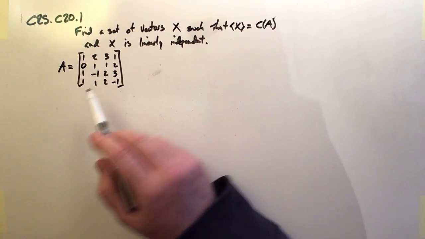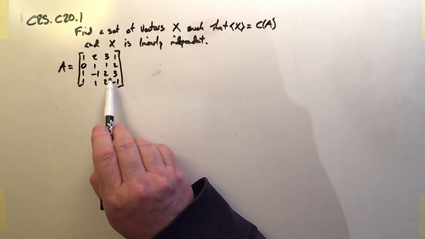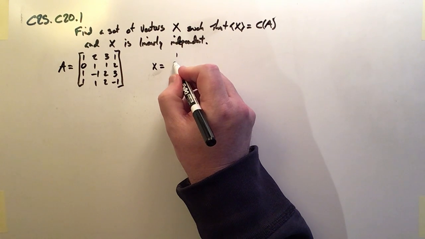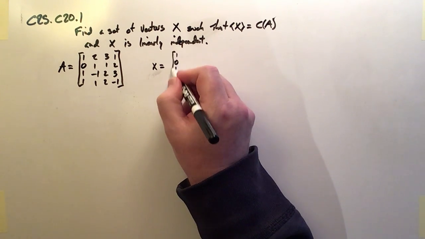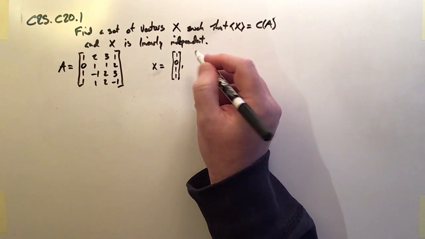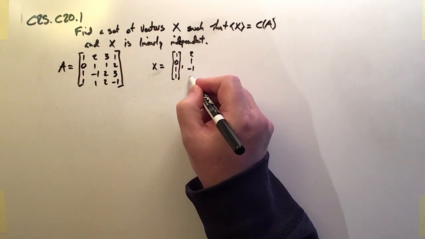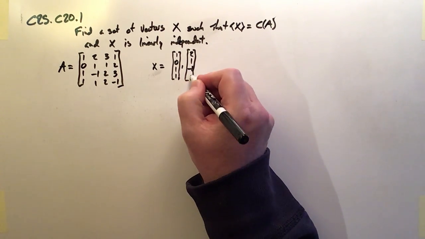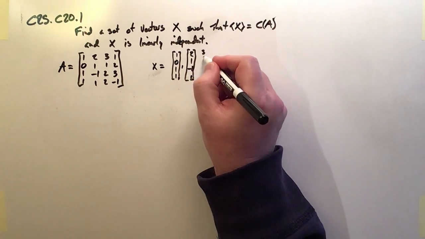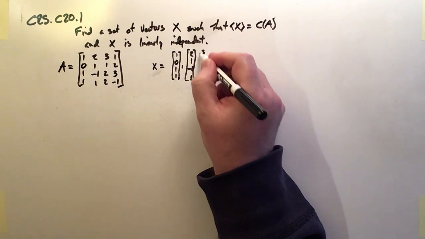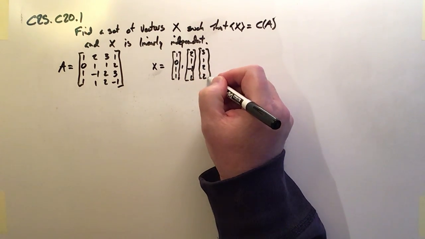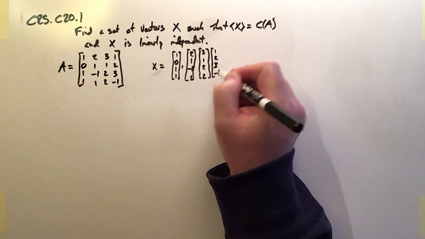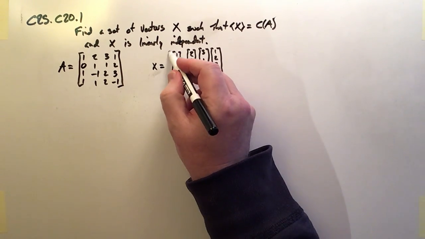And that is, if I just wrote the four column vectors, that could be our set x. So I can say x is equal to the set of vectors 1, 0, 1, 1, followed by 2, 1, negative 1, 1, oops, negative 1, 1, 3, 1, 2, 2, and finally, the last column vector 1, 2, 3, negative 1. So that does the trick. That could be our answer.